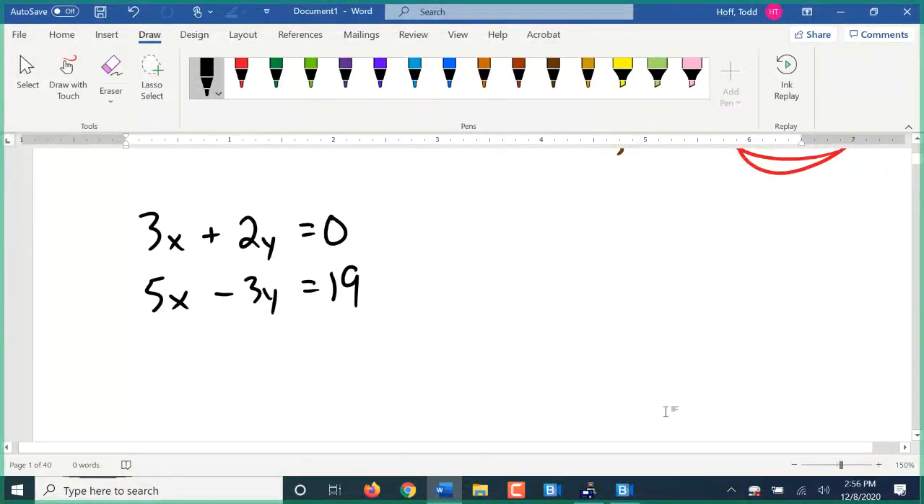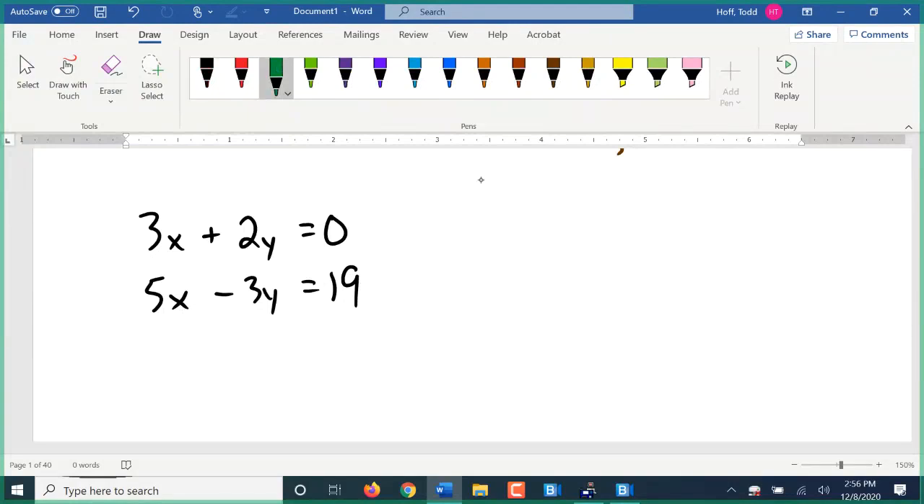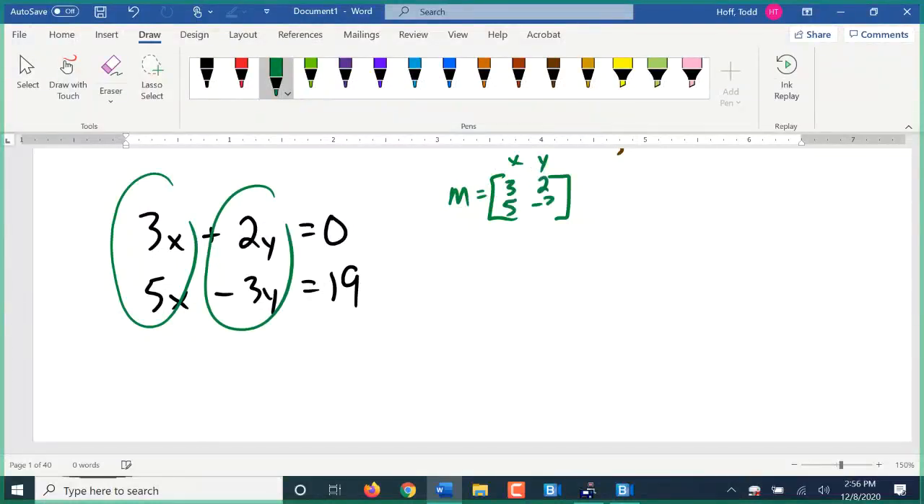I see the heads coming up from the paper, so let's take a look at this and see how you're doing. So let's define our base matrix. It's the x and y constants. So it's going to be the x constants of 3 and 5, and the y constants of 2 and negative 3.